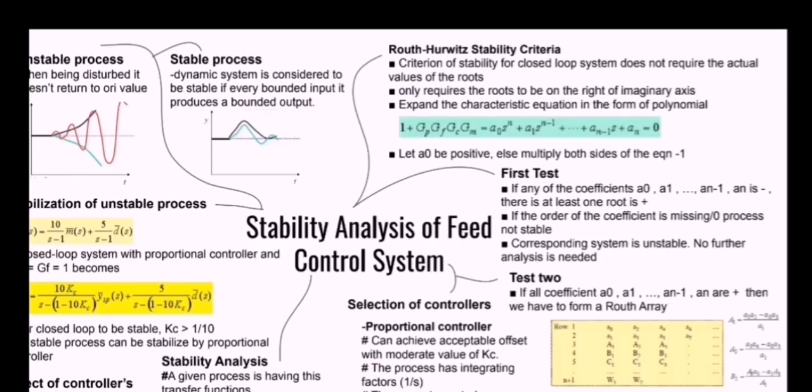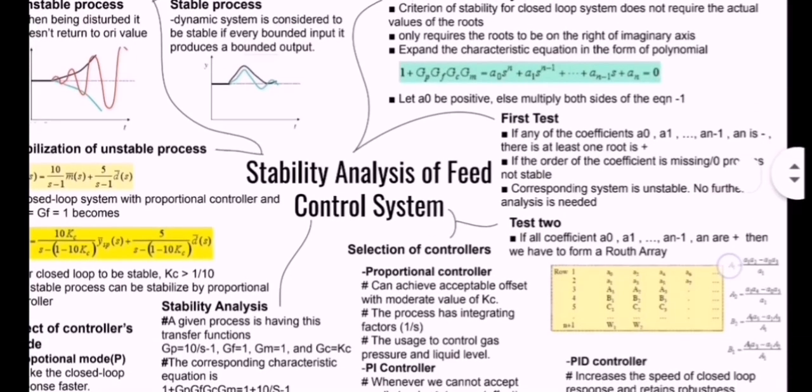In test 1, if any of the coefficients a0, a1, an minus 1, an is negative, it means that at least one root is positive. While if any of the coefficients is missing or is 0, it means that the process is not stable. So the corresponding system is unstable and no further analysis is needed.